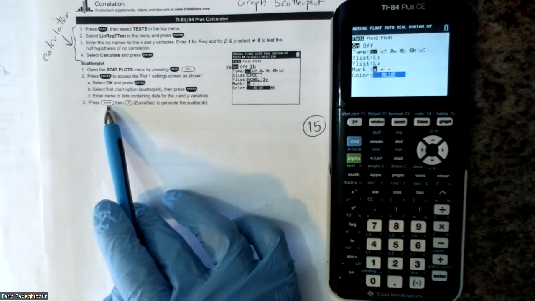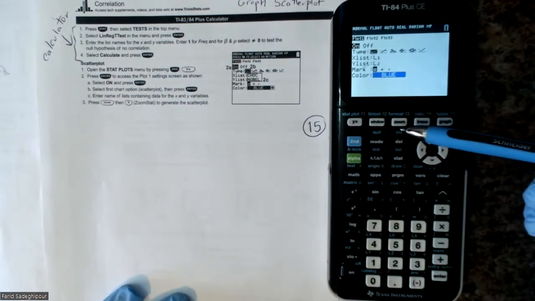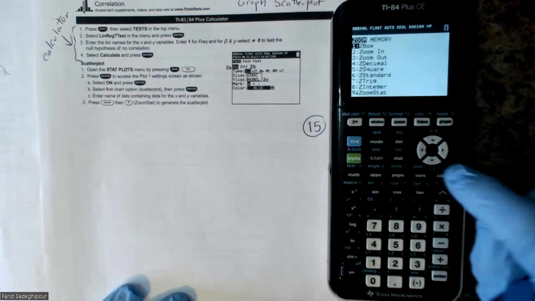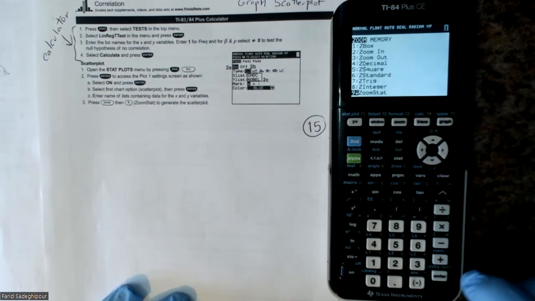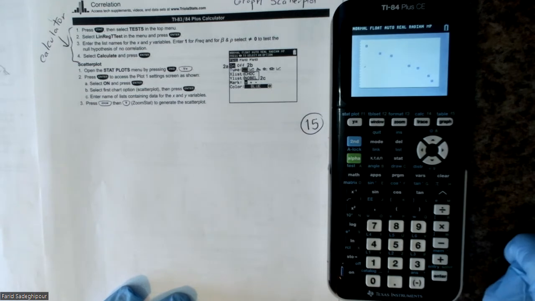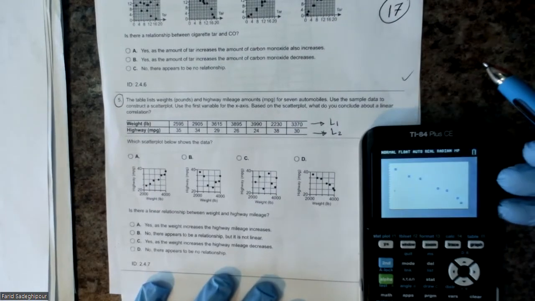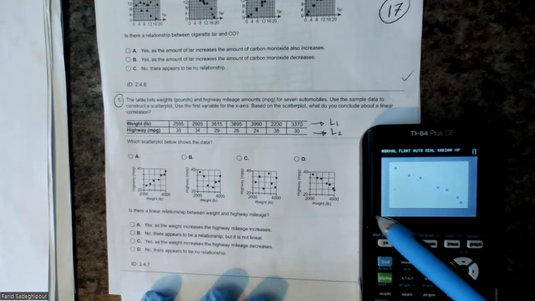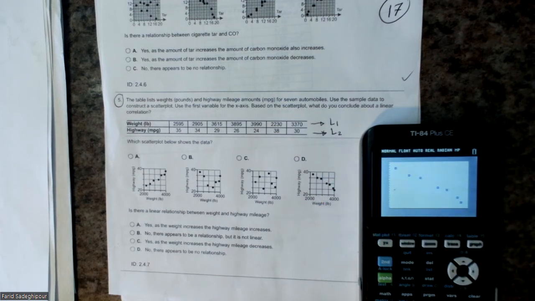Now, go to zoom, and number 9 is zoom stat. Zoom is this one. Go to number 9, zoom stat. That gives you the scatter plot. And then on these problems, you see that the correct one is this, based on that information. Okay, so that's how you can use your calculator to answer questions here.